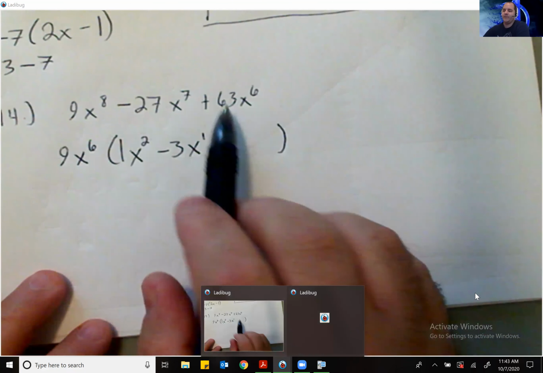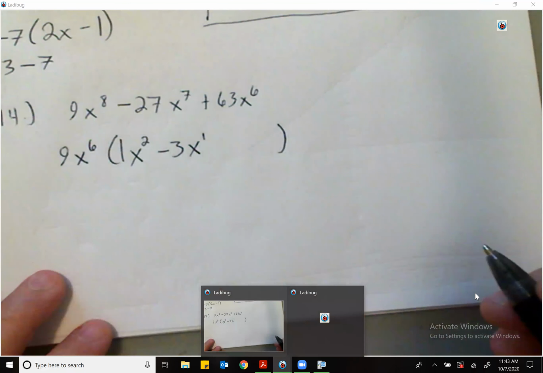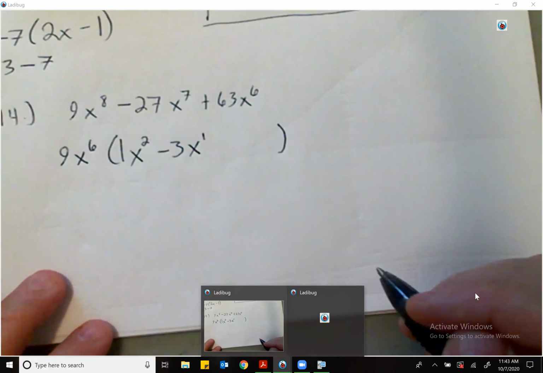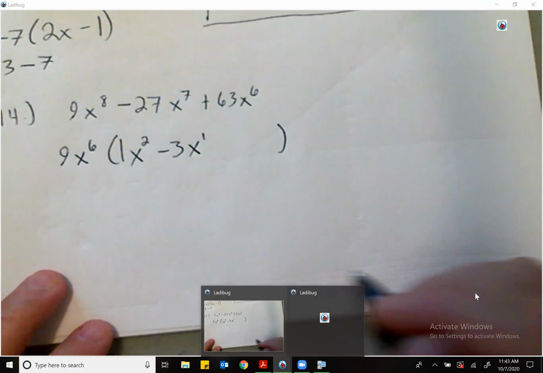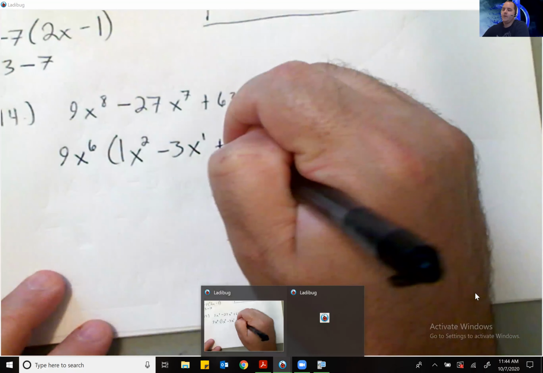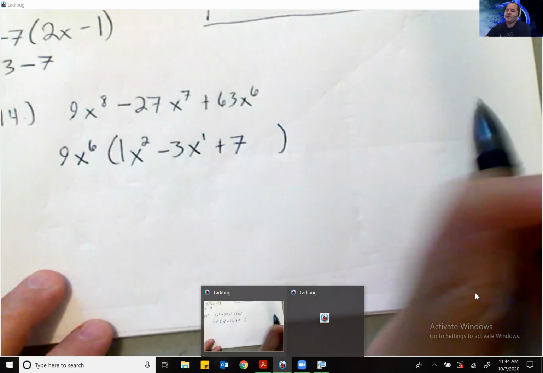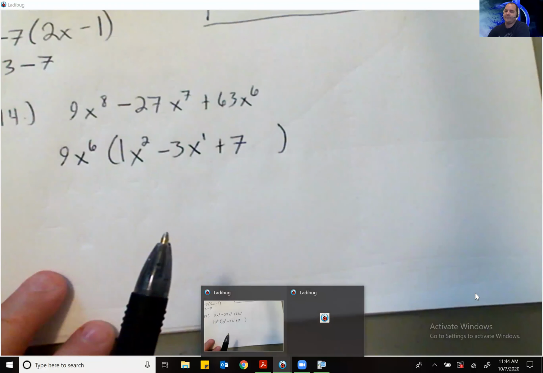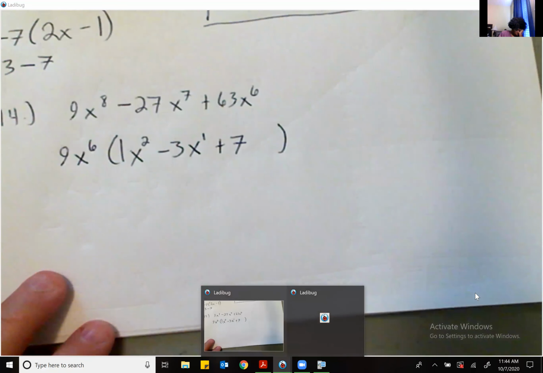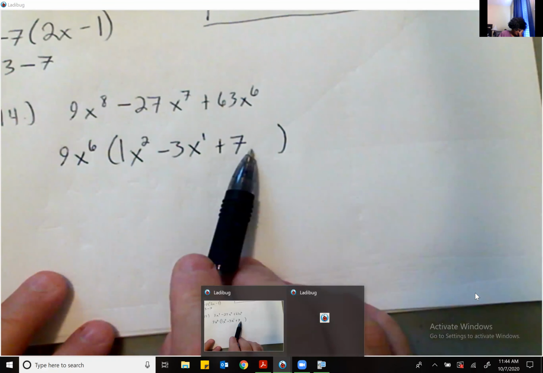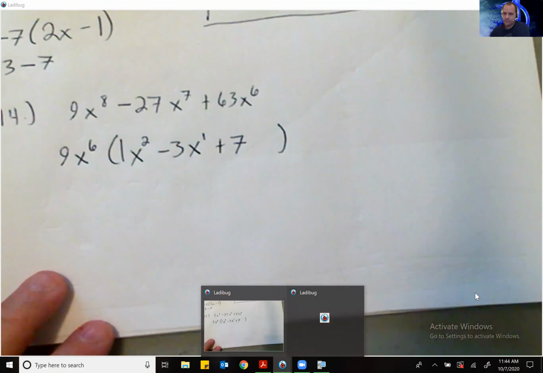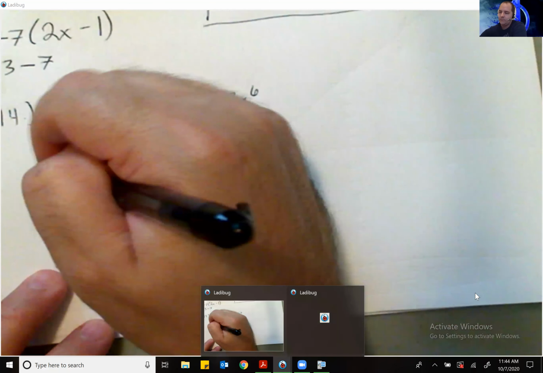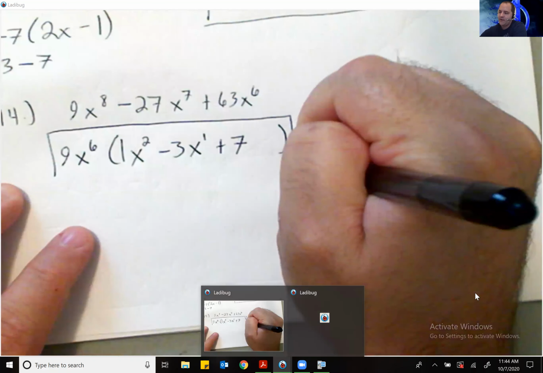All right, what's 63 divided by 9? 7. Plus 7. Now, this guy had $6. We took his $6. Any x's left? No. So don't put any x's there, because we took all of his money. If you take all of someone's money, they don't have any left. That right there is what we call the completely factored answer.